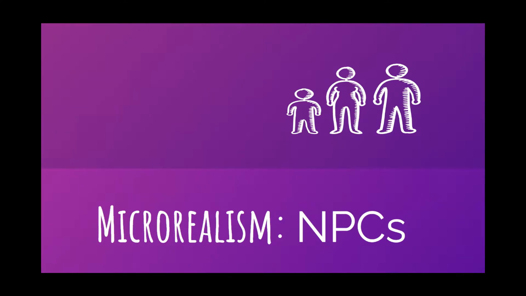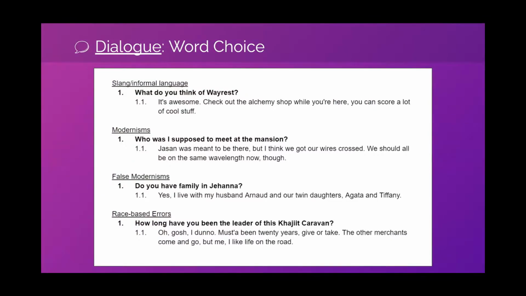Starting with word choices. This is something I see a lot with student writing, but also sometimes with writing from my writers on projects as well. And there are four big categories that people tend to make mistakes on. So let's look at the top one, which is slang and informal language.